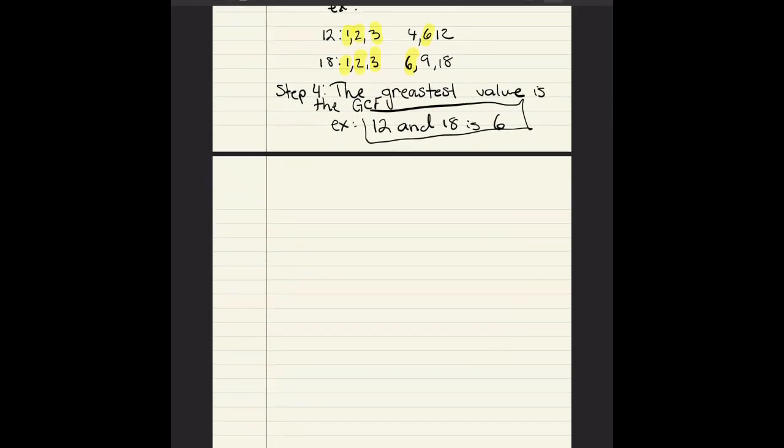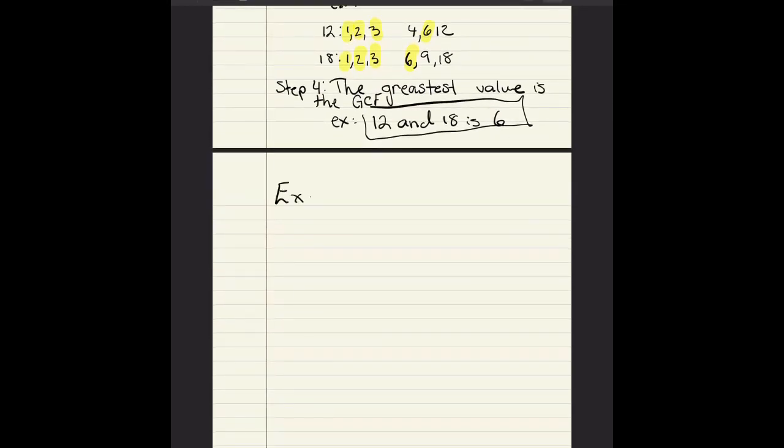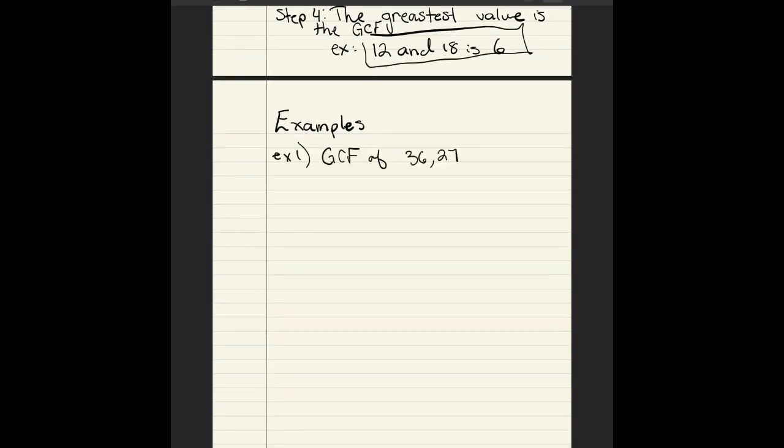All right, let's do some examples. All right, so starting with example 1, find the GCF of 36 and 27.